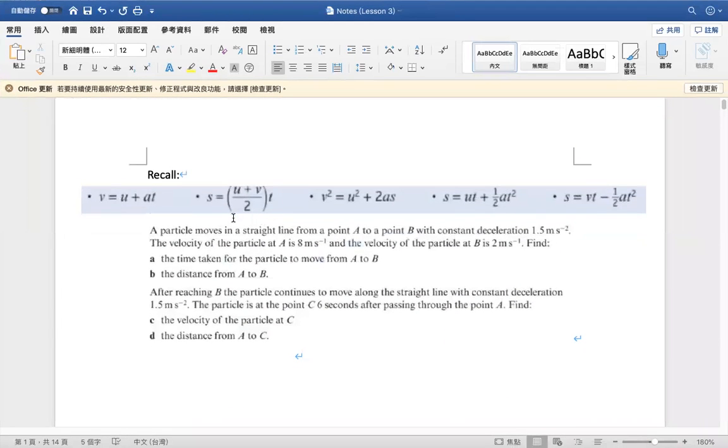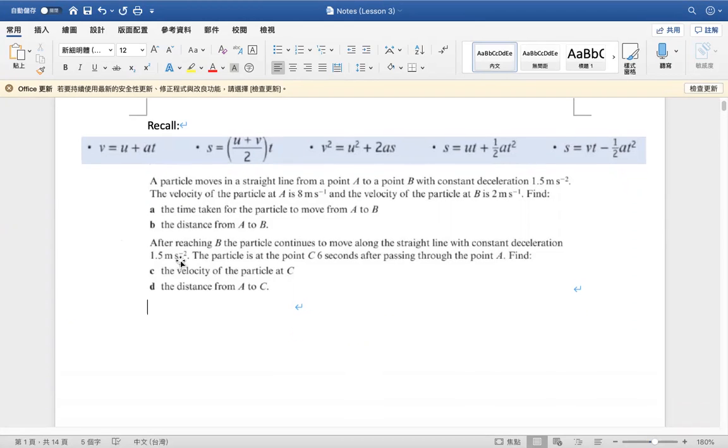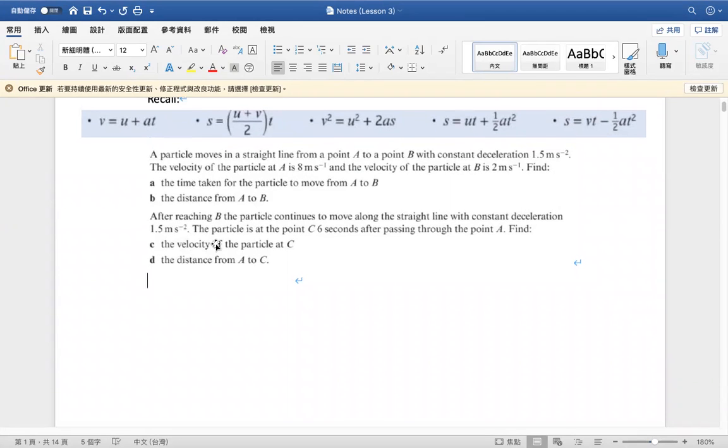So let's recall a few equations which relate several quantities: the displacement, the initial velocity, the final velocity, the acceleration, and the time. So these 5 things, in total 5 equations. Okay, so let's look at the first question here.